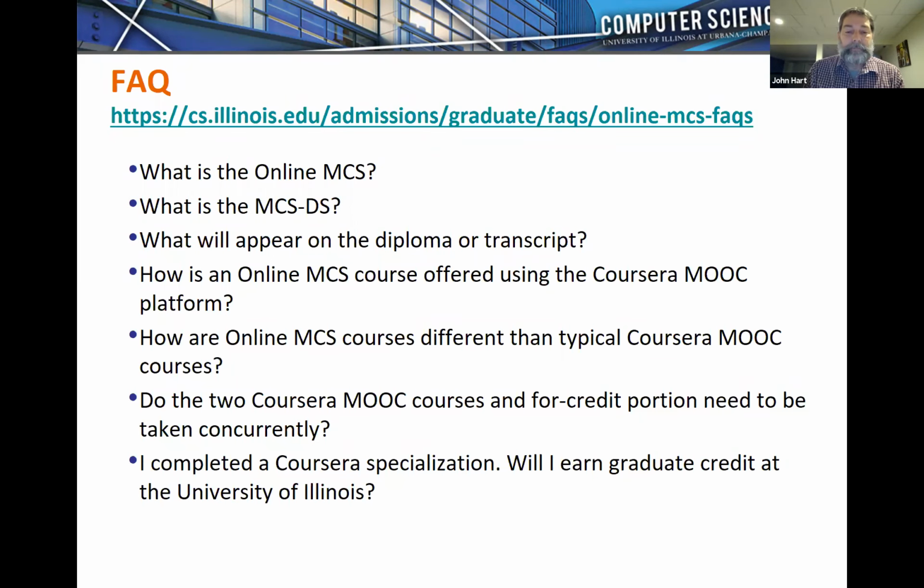Okay. Next question. Do the 2 Coursera MOOC courses and 4-credit portion need to be taken concurrently? No. So some of our courses are available to the general public as MOOCs. Usually we have a single course and that will be available to the general public as 2, maybe 3 MOOCs. You can always take those MOOCs in advance. In some cases, your work on the quizzes will transfer over. In some cases it won't. You'll have seen the lectures, but some lectures may have changed.